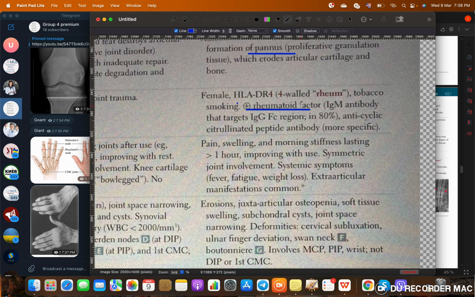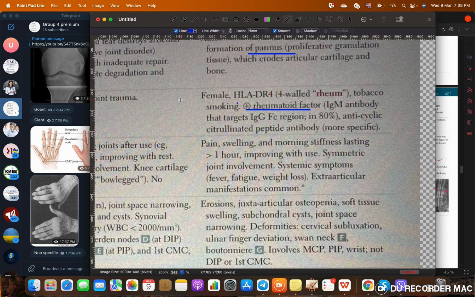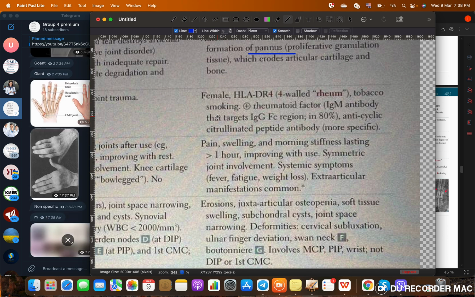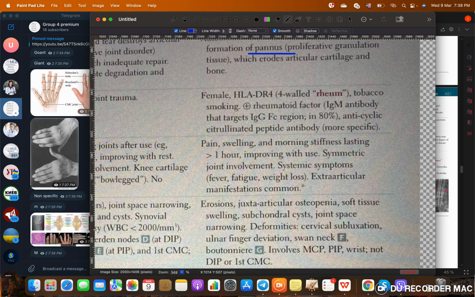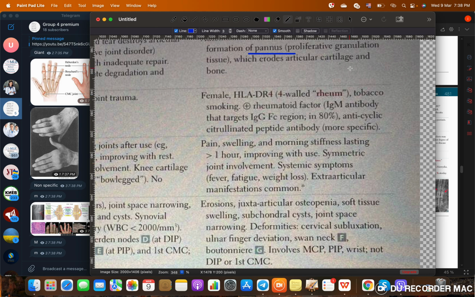So what is rheumatoid factor? Yes, exactly. It's not sensitive because it's not in every single patient, okay? Also non-specific because it can be positive in other diseases. So they say an IgM antibody. So remember IgM antibody, and IgG versus IgM. Which one is bigger in size? Absolutely, IgM is much bigger.